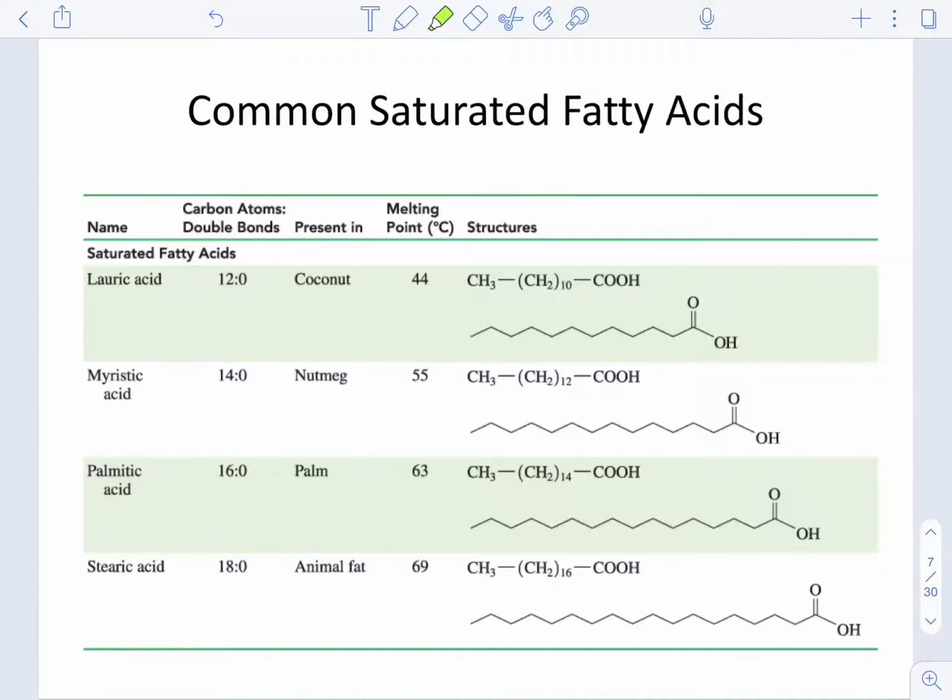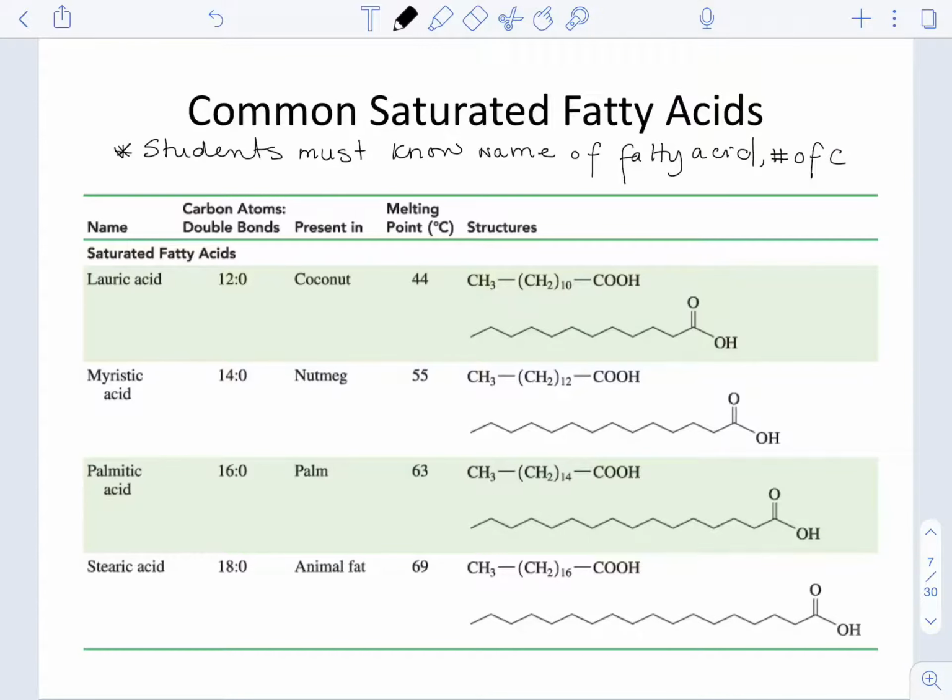Now, there are some common saturated fatty acids, and they are outlined in the following slides. I require you to know the name of the fatty acid, the number of carbons, the structure, and whether it is saturated versus unsaturated. We are going to discuss the definition of unsaturated in a few moments.